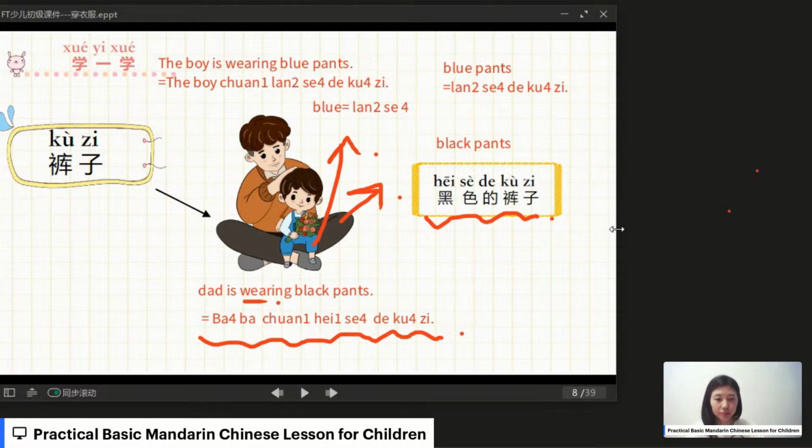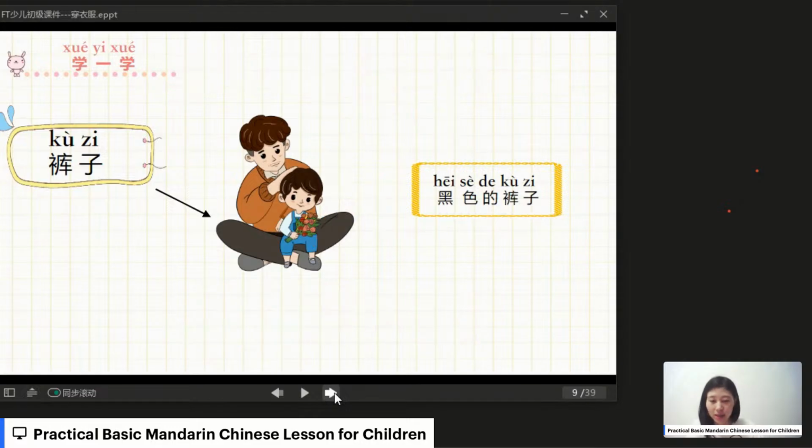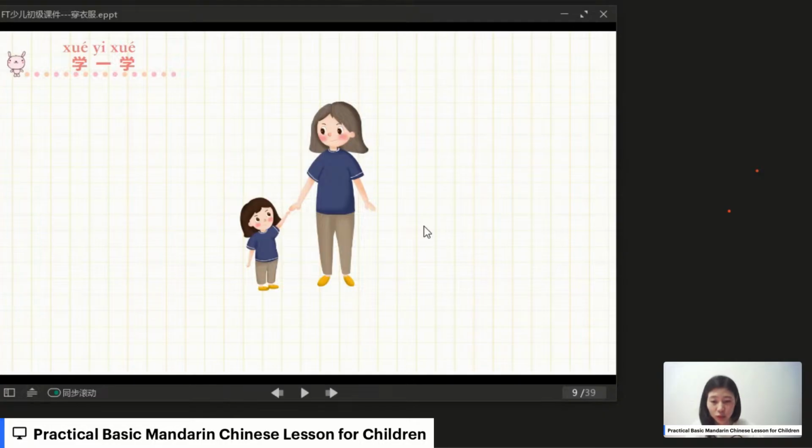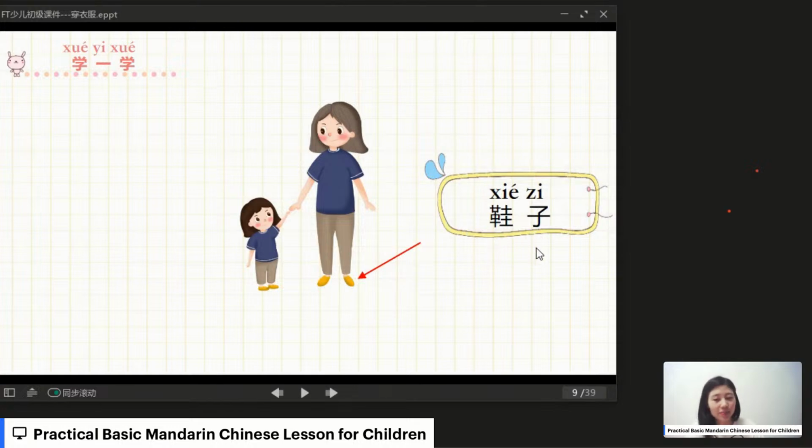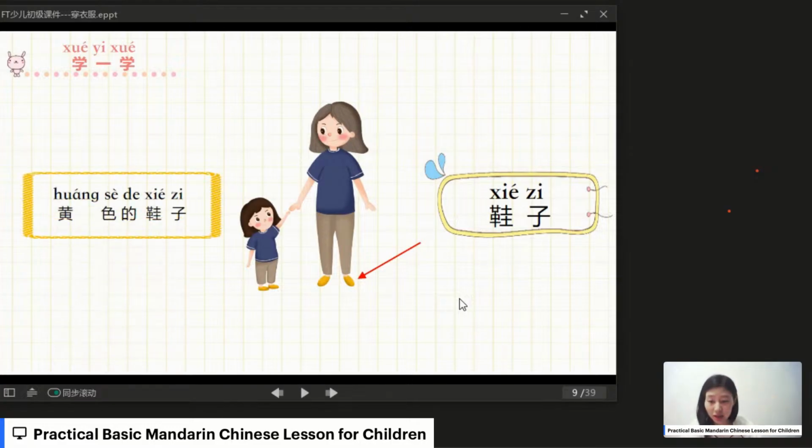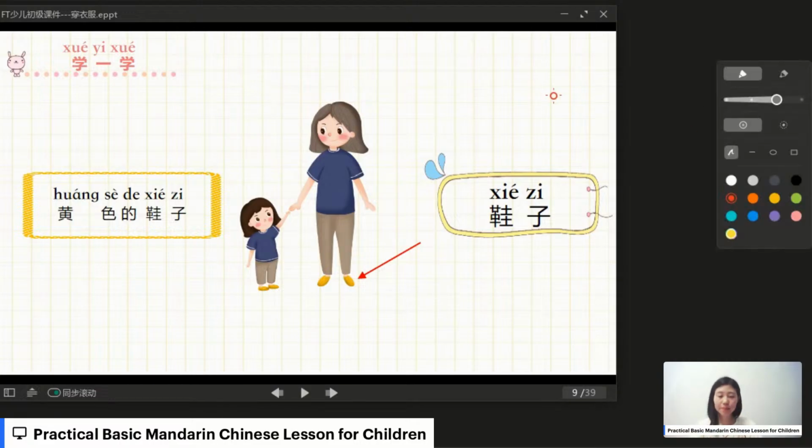Okay, so let's move on to the next one. Just memorize these structures, then you can make a lot of sentences. So next one, I think we are talking about the shoes. Still remember shoes? How can you say shoes in Chinese? Shoes will be 鞋子. Here, I think their shoes are yellow, right? Yellow is 黄色. So we say 黄色的鞋子. 黄色的 is yellow.